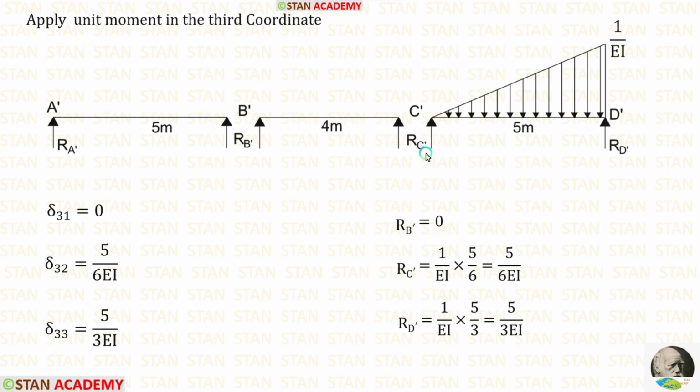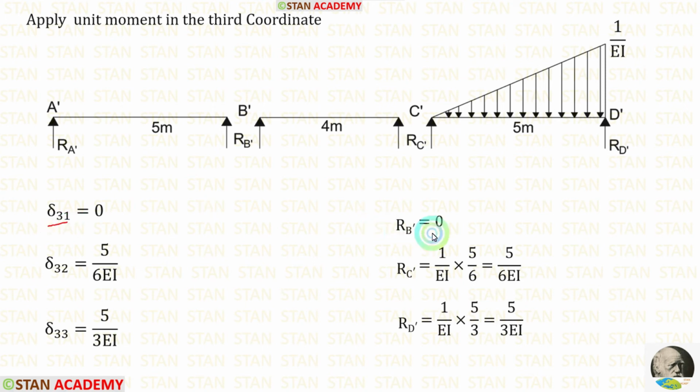Now let us calculate RC dash. The formula is WL upon 6. Using the formula, we are getting RC dash. Now let us calculate RD dash. The formula is WL upon 3. Using the formula, we are getting RD dash.